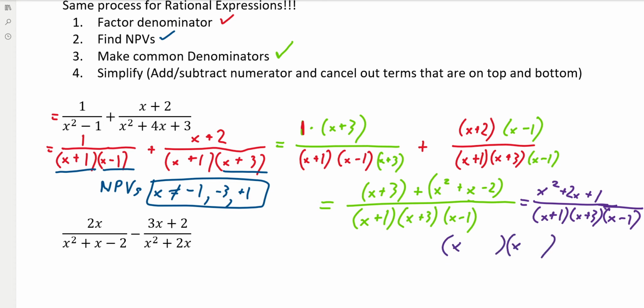This is a very complicated example, basically as complicated as it can get so that you guys can see, basically, as hard as it can possibly be. So plus 1, and then on the bottom we've got x plus 1, x plus 3, x minus 1.